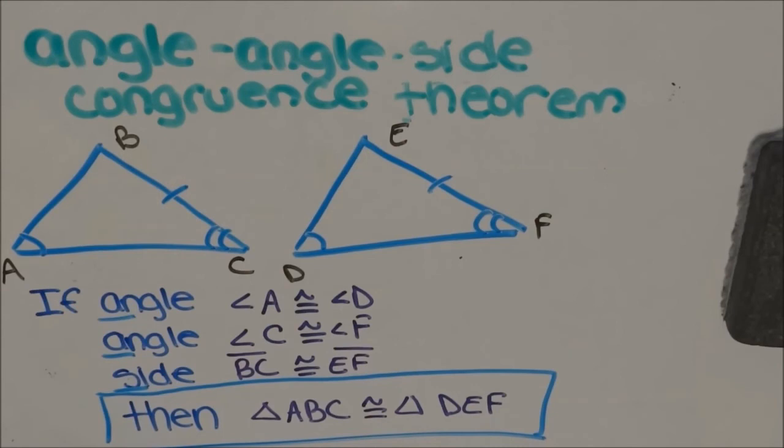The angle-angle-side congruence theorem states if 2 angles and a non-included side of one triangle are congruent to 2 angles and the corresponding non-included side of a second triangle, then the 2 triangles are congruent.